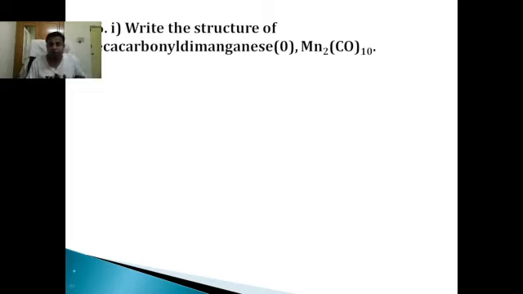Yes, this is the last question from part C, a very simple question from inorganic chemistry. What is it? Structure of decacarbonyldimanganese(0). So this is the structure. Look here, manganese. This manganese should have 10 carbonyl ligands. This is how you'll write it.